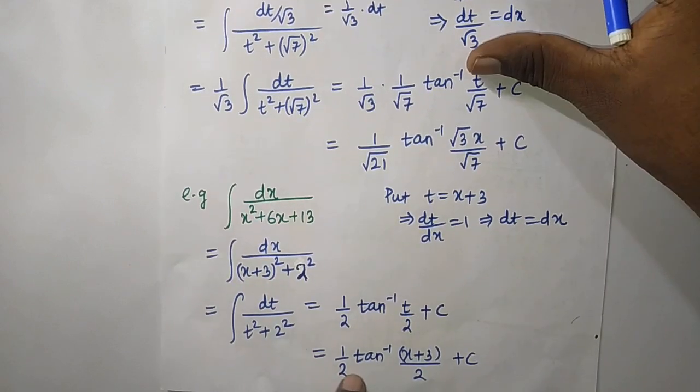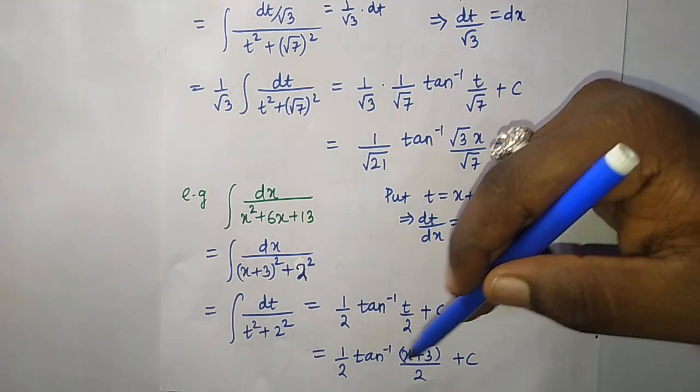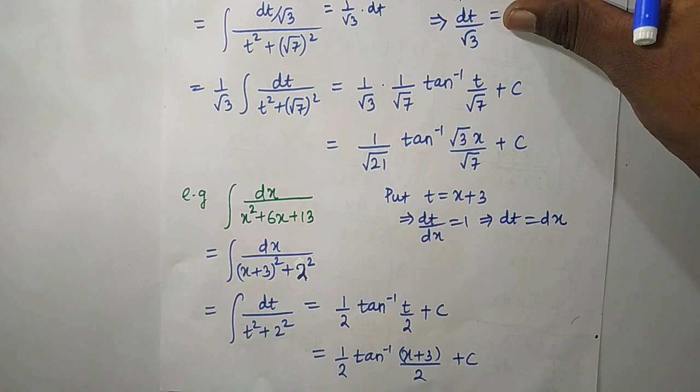So finally, again substituting the value of t. Value of t we have taken as x plus 3, put it here. We have got 1 by 2 tan inverse x plus 3 by 2 plus c.